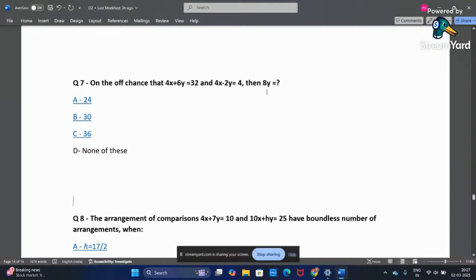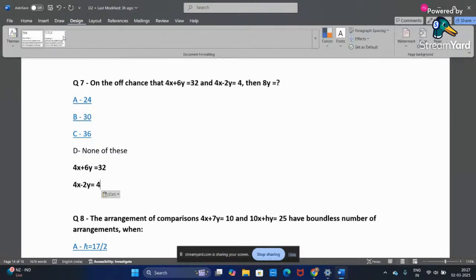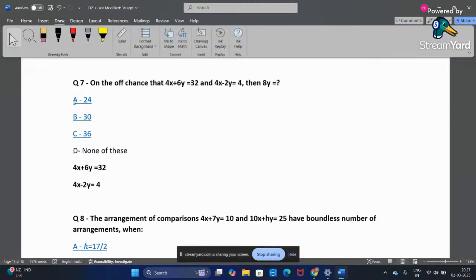Find the answer for the 7th one. Here we need not multiply with any numbers because here we have a common term, 4x and 4x. In this case, no need to multiply, just directly subtract one from the other. So here, let's do the subtraction method directly.